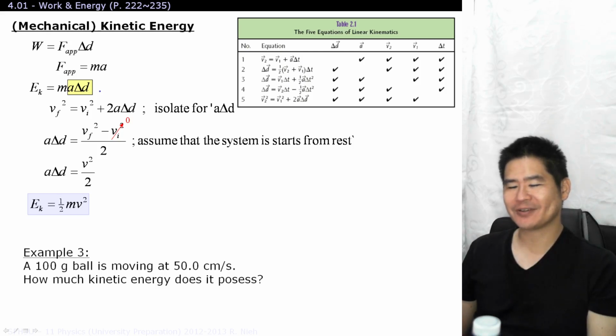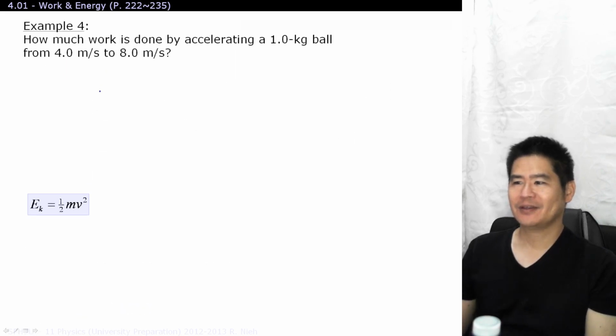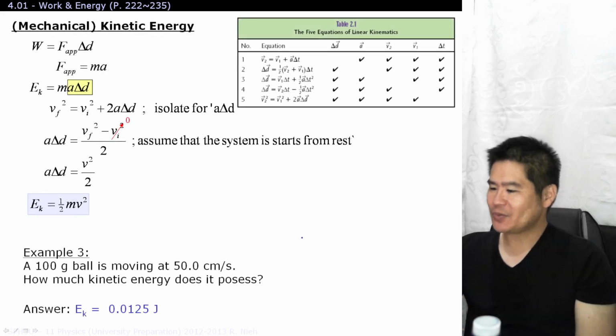Okay, we'll work it through together. Remember, mass needs to be measured in kilograms and speed needs to be measured in meters per second in order to get to this answer here. Let's work through this.